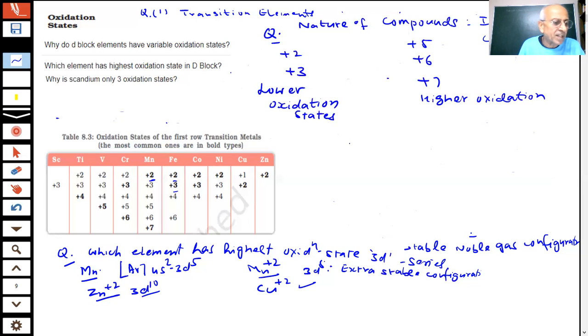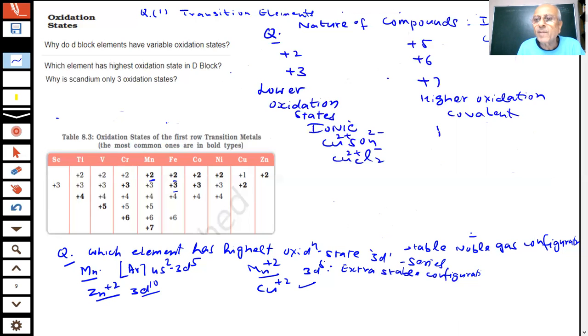So which compounds are expected to be ionic, which are expected to be covalent, students? Sir, lower oxidation state compounds will be ionic and the higher ones will be covalent. When I write copper sulfate, copper chloride, you are saying this is 2 plus and 2 minus. That is what you say. Yes, sir.